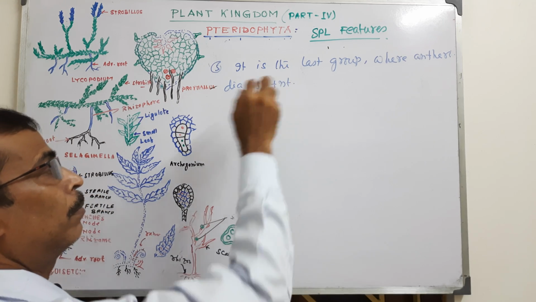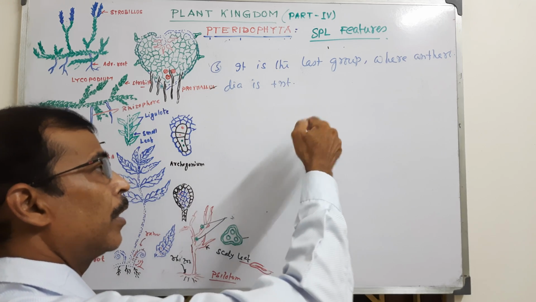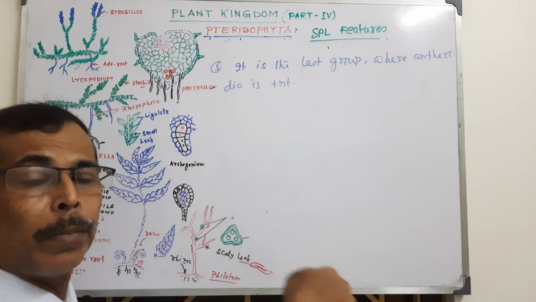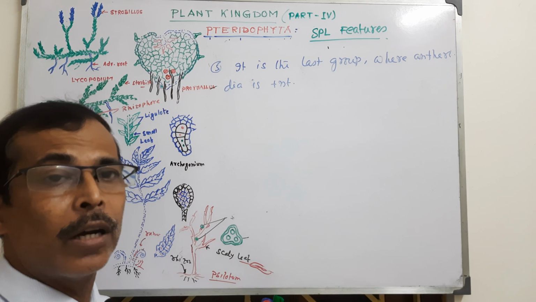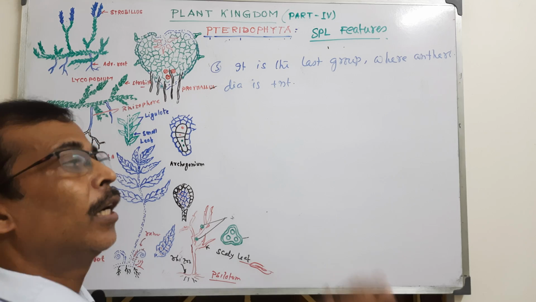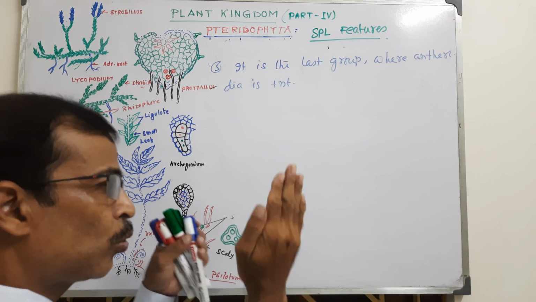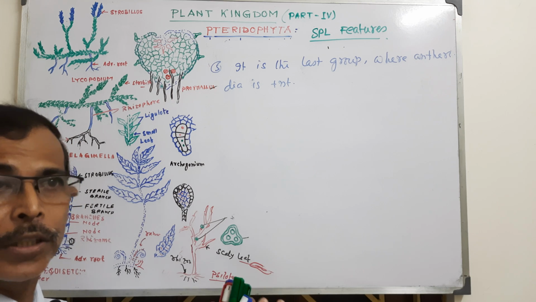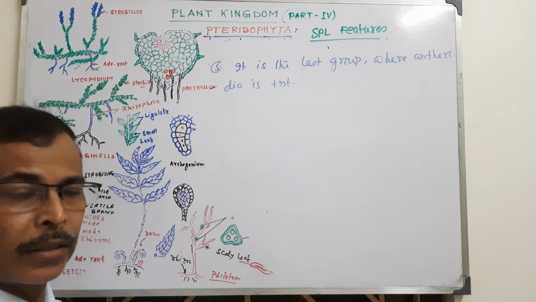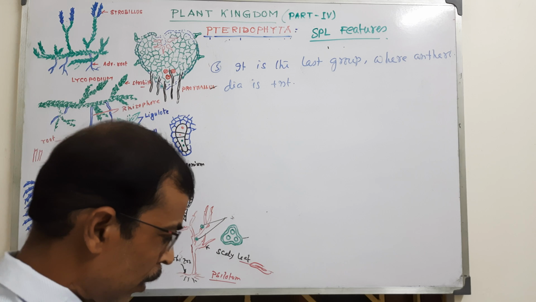Please mind that from the next group, that is gymnosperm and angiosperm, you will never find antheridia. Antheridia is here for the last time. Actually, it developed in Thallophyta, especially in algae. Okay, so it is a special character.